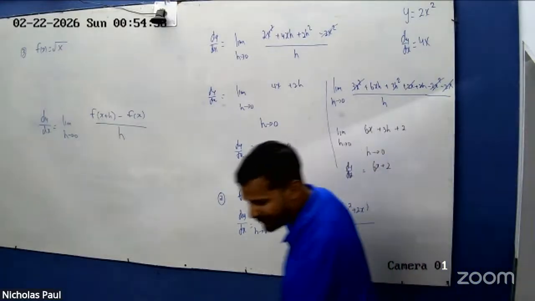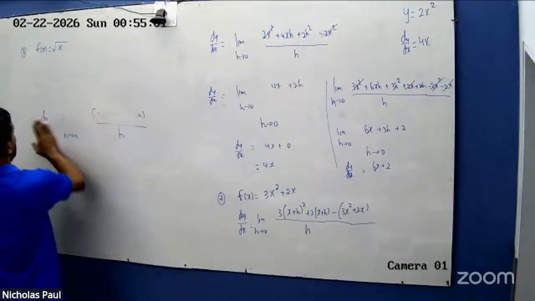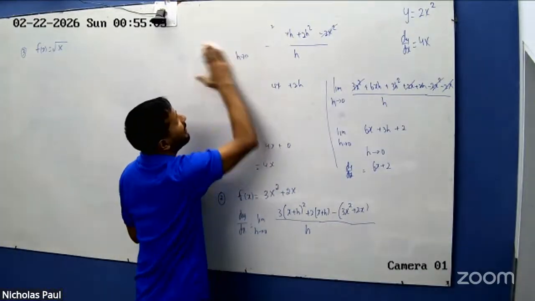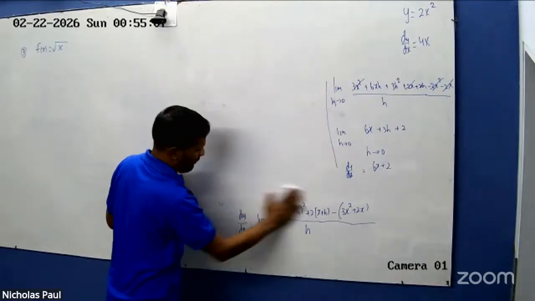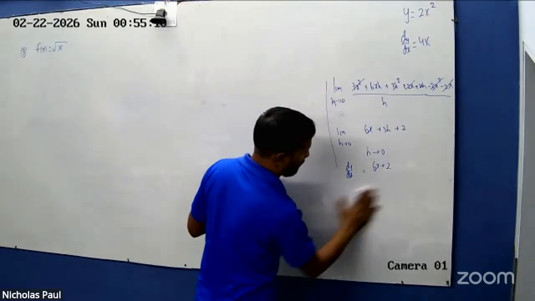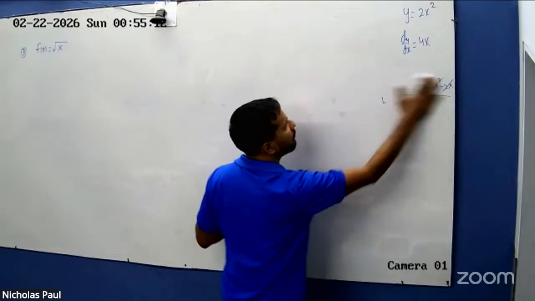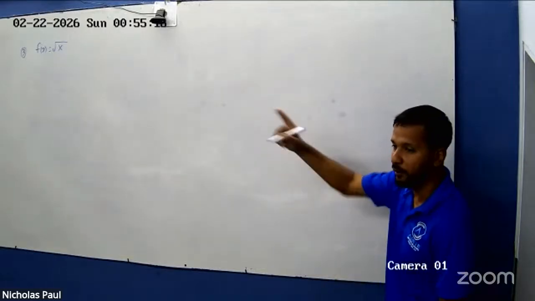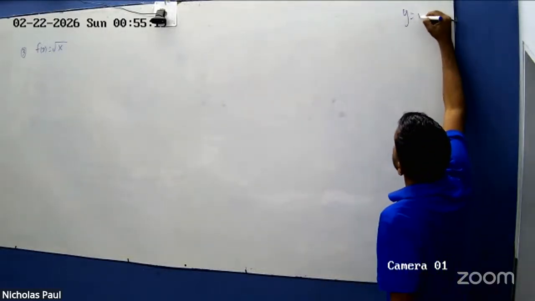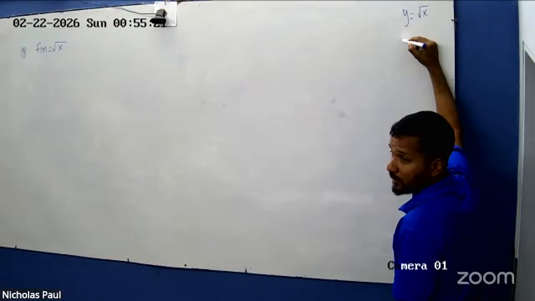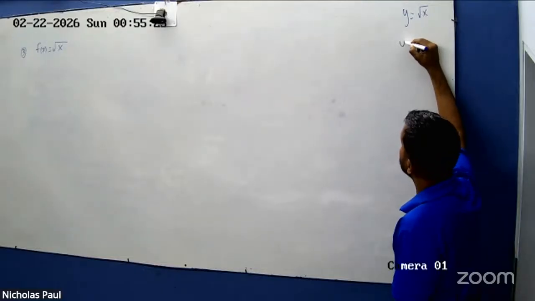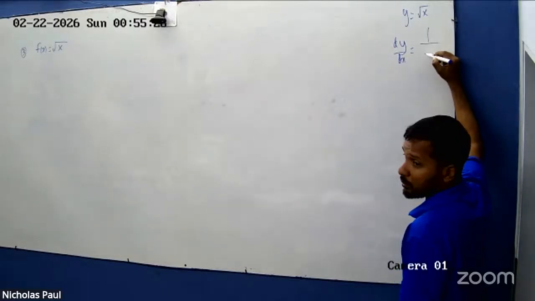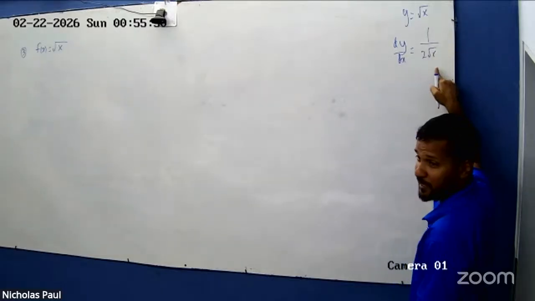Right. So this one here is different. By the way, before we work it out, what's the answer? What is the answer supposed to be? It'll be 1 over 2 root x, right? That's what the answer is supposed to look like.